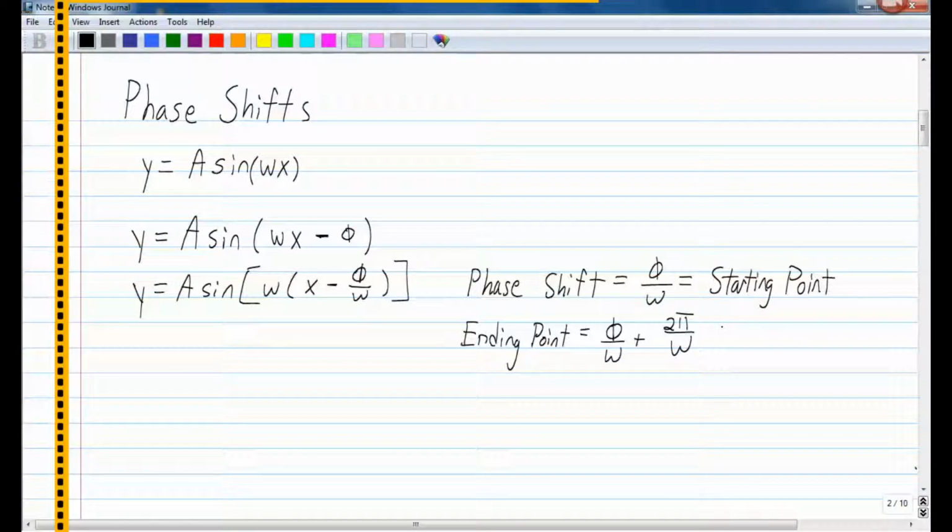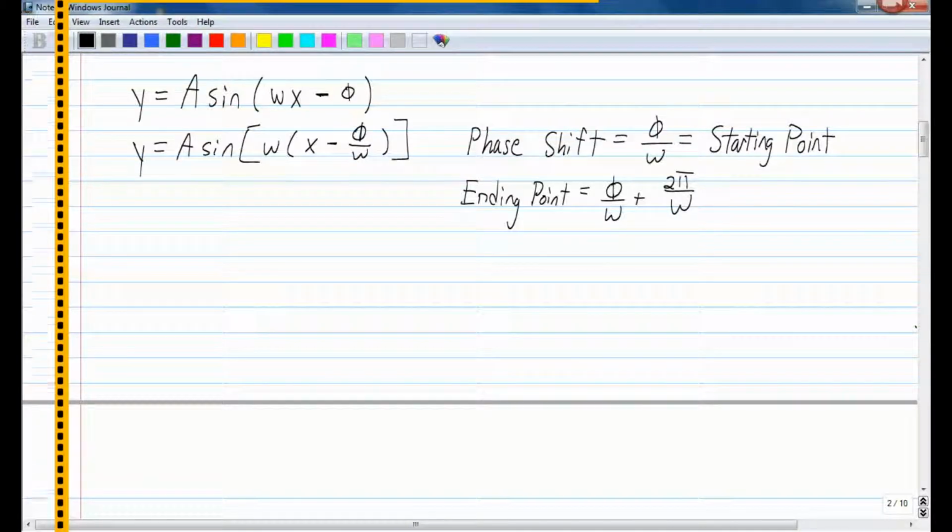So that's really how these graphs will differ. We'll have a different starting point, which then means we have a different end point. Once we have our starting point and our ending point, then we can come up with our 4 subintervals, and we'll have all of our significant points.